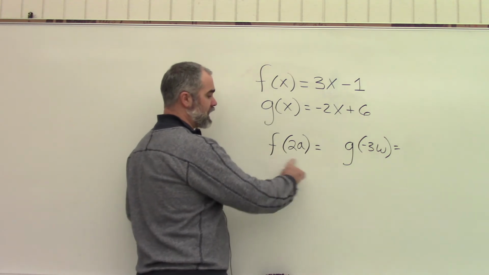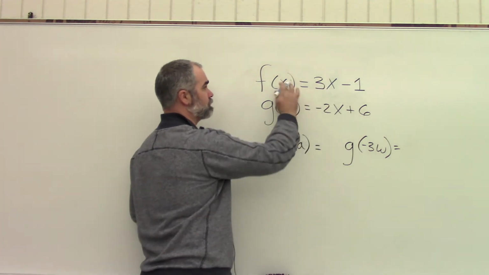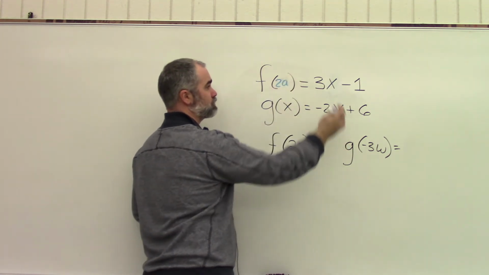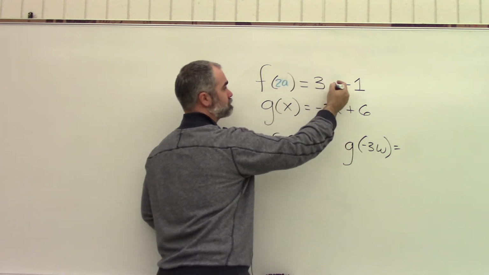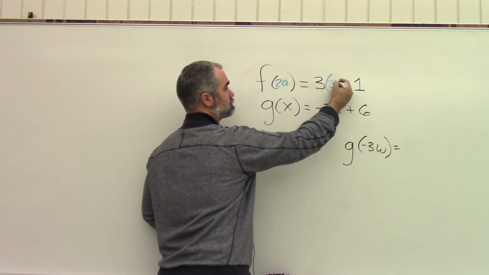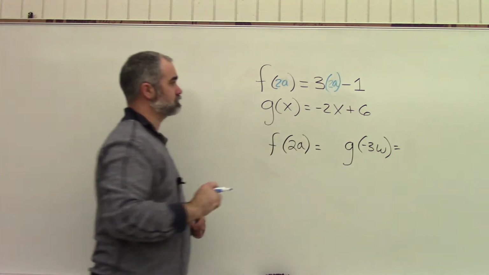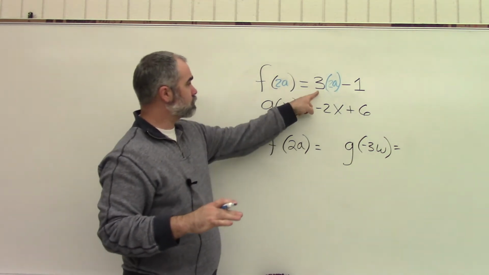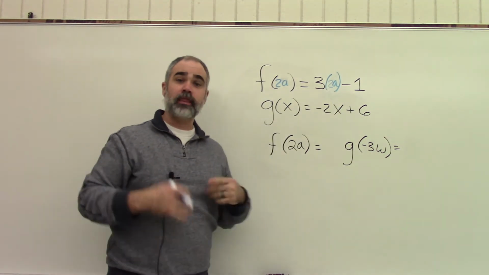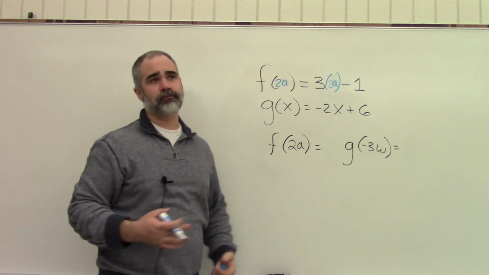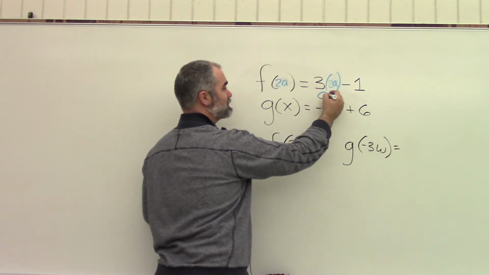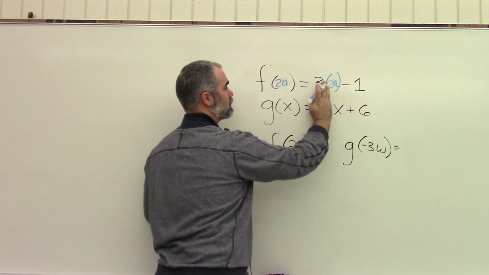So if I want to find f of 2a, I'm going to go up to my function, and every x is going to be replaced with a 2a. So the entire function here now is 3 times 2a minus 1. That's something I can simplify, so let's go ahead and finish this one. 3 times 2a, that's just going to be 6a.